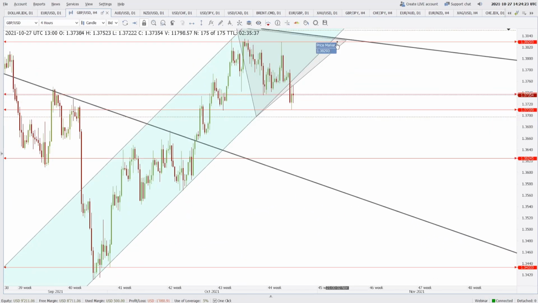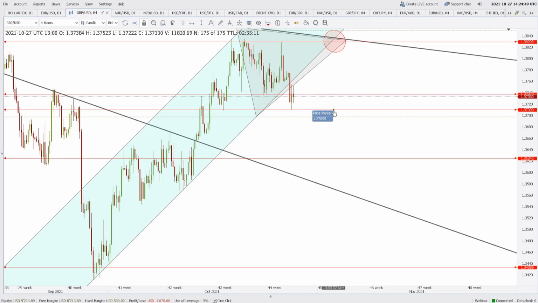Expect the resistance of 1.3829 to hold if the price continues till that time, because there is a multiple confluence of resistances here. This area is full of resistance. One is this horizontal line, one is this falling trend line, one is this broken channel's support line which may act as a resistance. So the 1.3829 area is very strong resistance in my view.